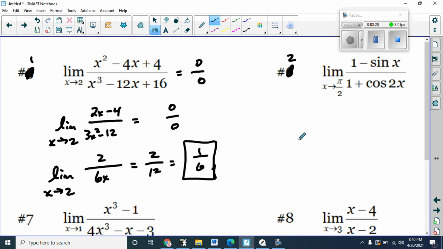Number 2, the limit as x approaches pi over 2 of 1 minus sine x over 1 plus cosine 2x. First thing you always need to do is direct substitution. If I plug in pi over 2, I get 1 minus sine of pi over 2 is 1. That's 0. Here I have 2 times pi over 2. That's pi. Cosine of pi is negative 1 plus 1. I do have 0 over 0. We can use L'Hopital's rule.